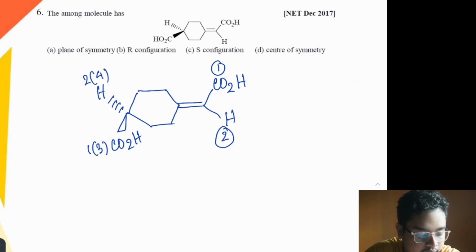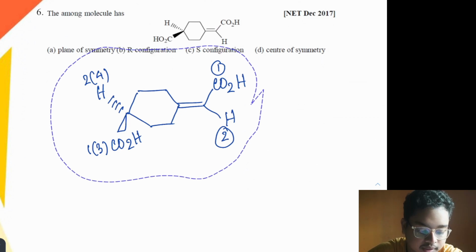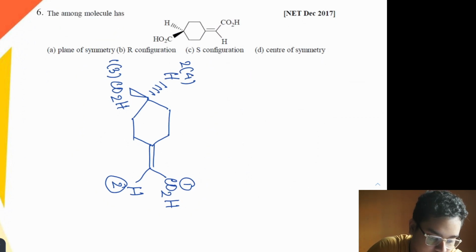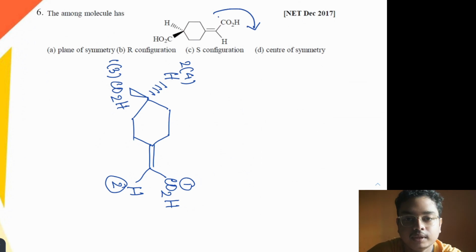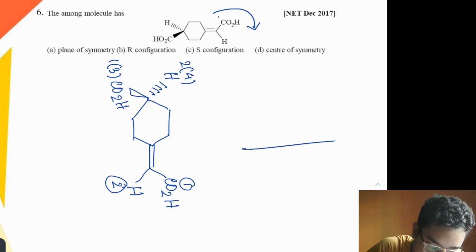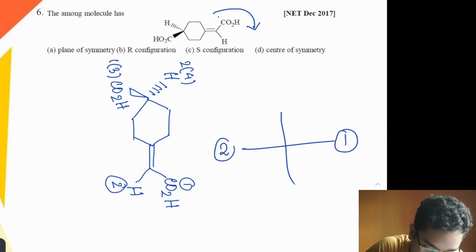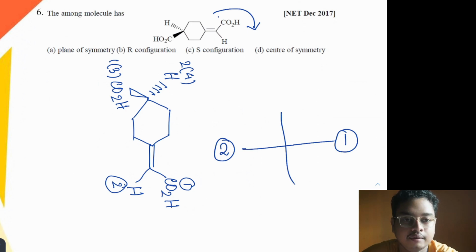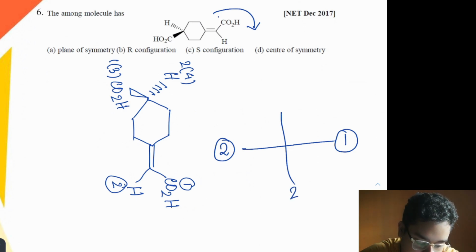pseudo 4. Now, as the rules suggest, we have to rotate this particular molecule in such a way that these two groups are present in the horizontal. So we just rotate something here like this, so these two groups will be in the plane of paper. Now we simply put the values: 1 is here, 2 is here. And this particular group is present on the away-from-the-observer bond, so it will be here.